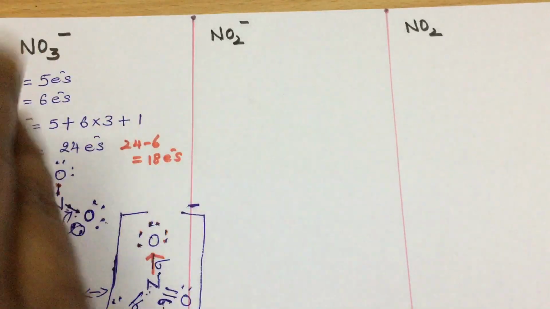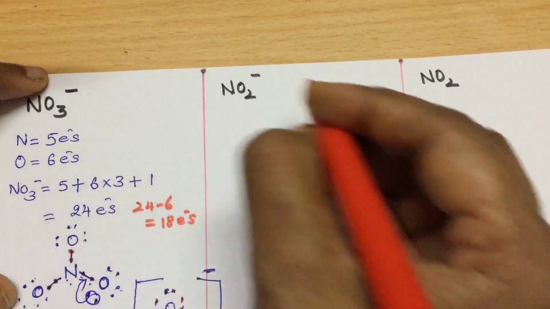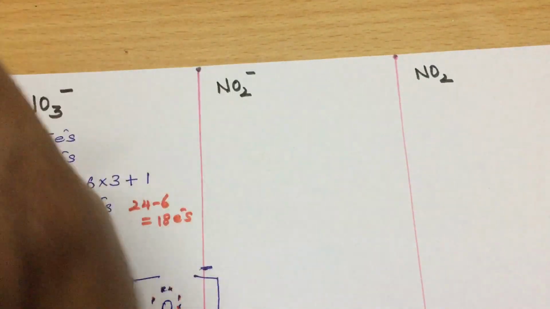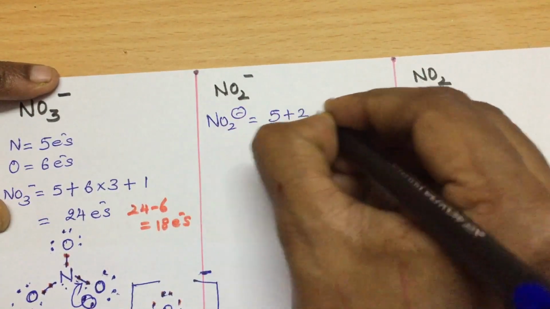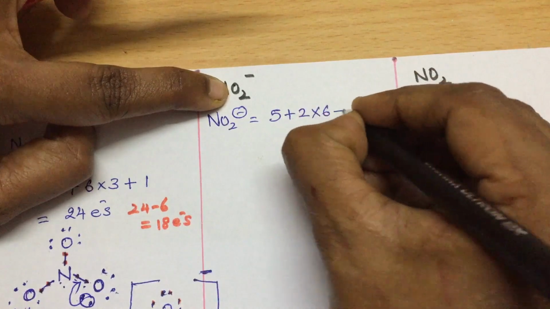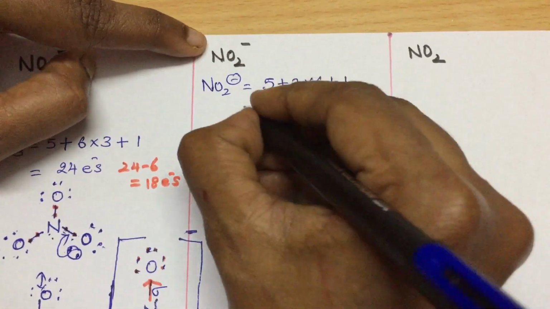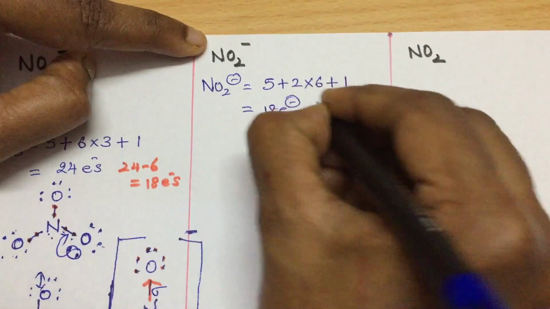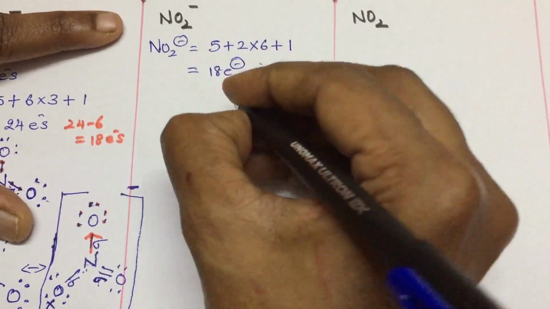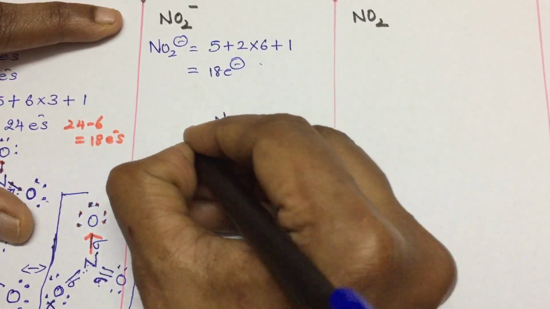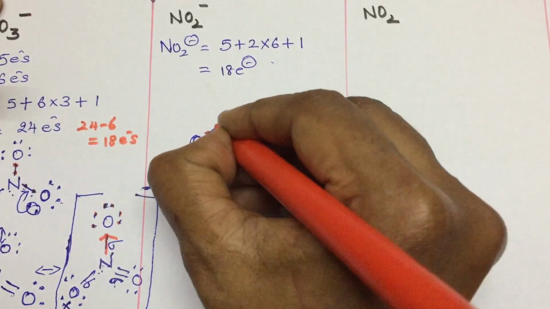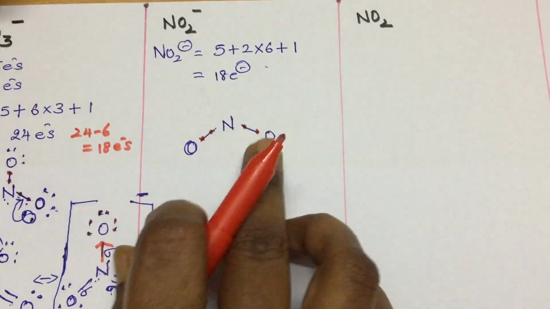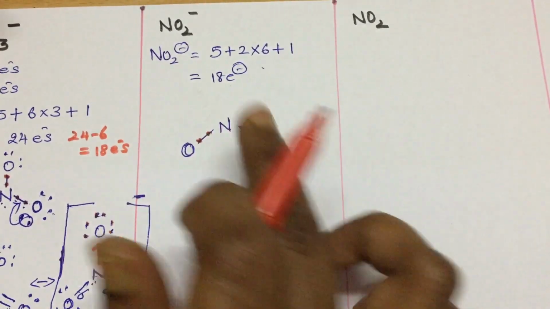So here let's repeat the process. We know for nitrogen it is 5. So for NO2 minus, 1 nitrogen is there, 5 plus 2 into 6, as there are 2 oxygen atoms, plus this extra 1 electron. So totally it will be 18 electrons. First I am going to write the central atom and write the side atoms symmetrically. In the two bonds there are two electrons each, so 4 electrons have gone. So the remaining 14 electrons.